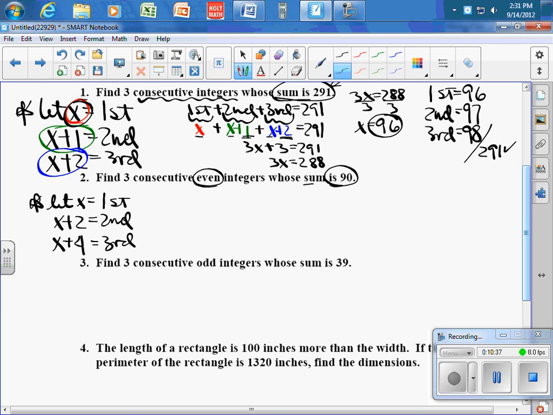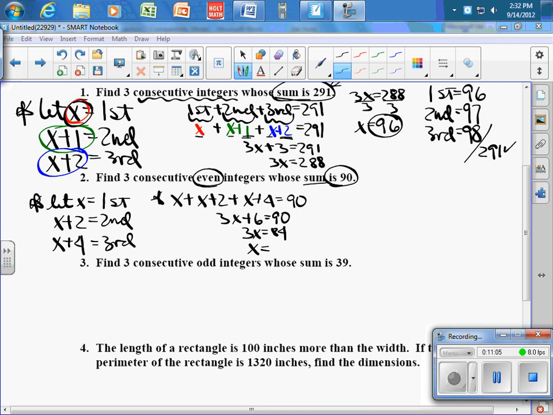Well, it says their sum is 90, so we add these three things up. X plus x plus 2 plus x plus 4 equals 90. And here again is another equation we know how to solve. Combining like terms, we get 3x plus 6 equals 90. Subtracting 6 from both sides, we get 3x is equal to 84. Dividing both sides by 3, x is equal to 28.